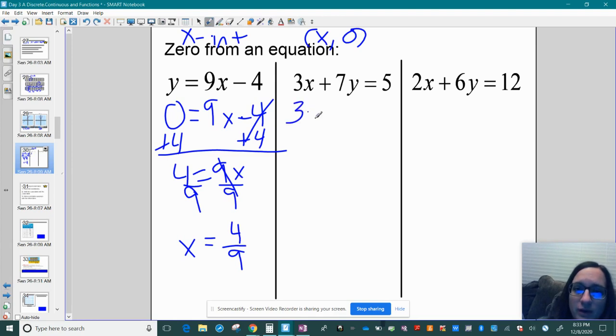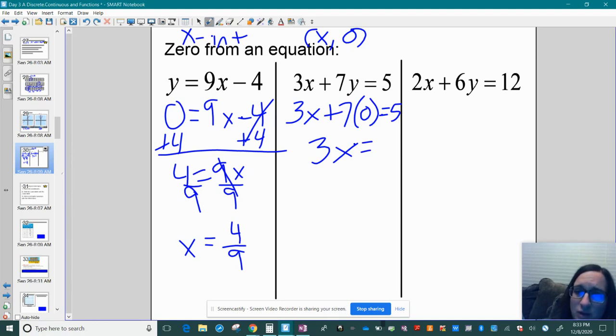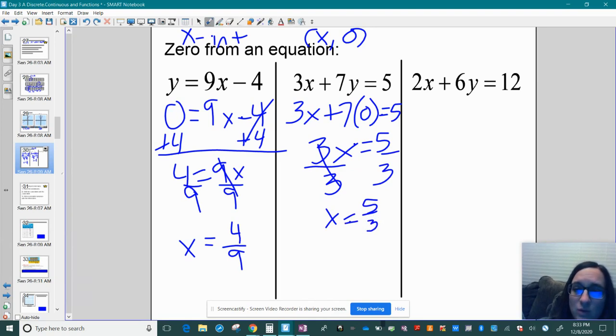For this one, we'd have our 3x, because again, we want to find our value for x. So we plug in 0 for y and solve. What's nice is 7 times 0 is 0. We don't need to put 0 because anything plus 0 is itself. 3x plus 0 is still 3x, right? So then we can just divide by 3, which leaves us with x equals 5/3. Okay, cool.